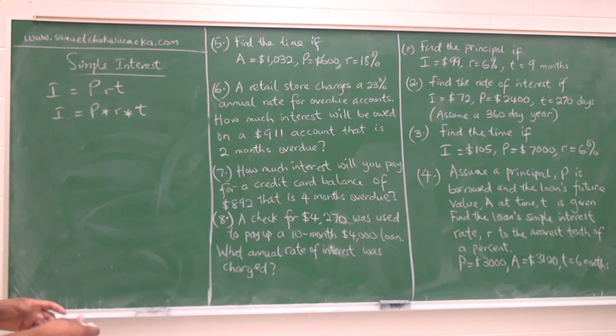Number one, find the principal if the interest is $99 and R is 6%. That's it.